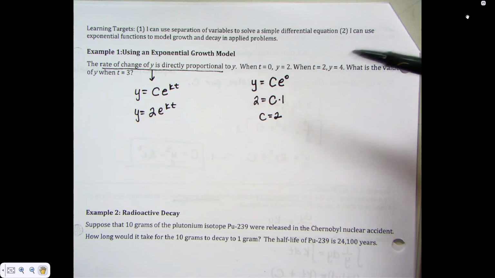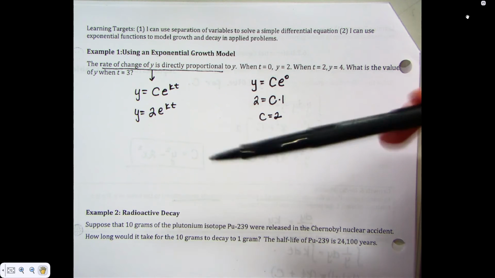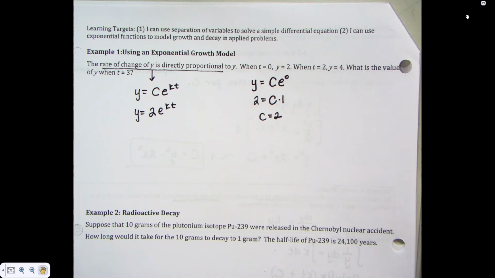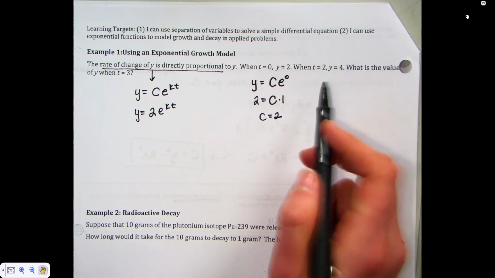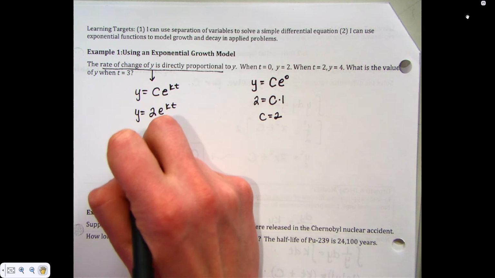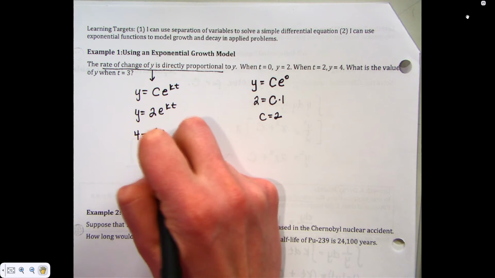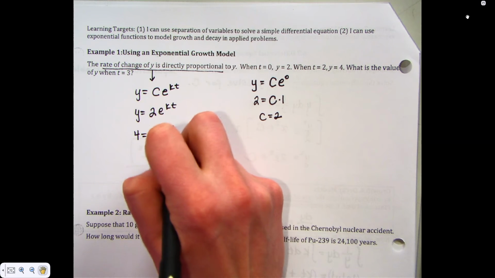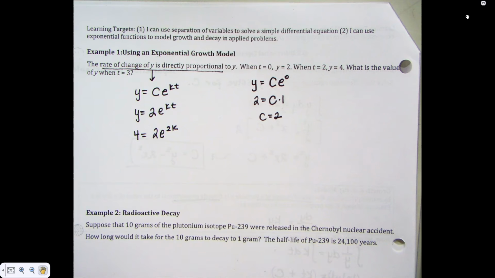Why do I have another data point? Well, I'm still missing the constant of proportionality. I need to find what k is. So I'm going to plug in the second data point. I know that I should be getting 4 when I plug in a 2 for my t value.